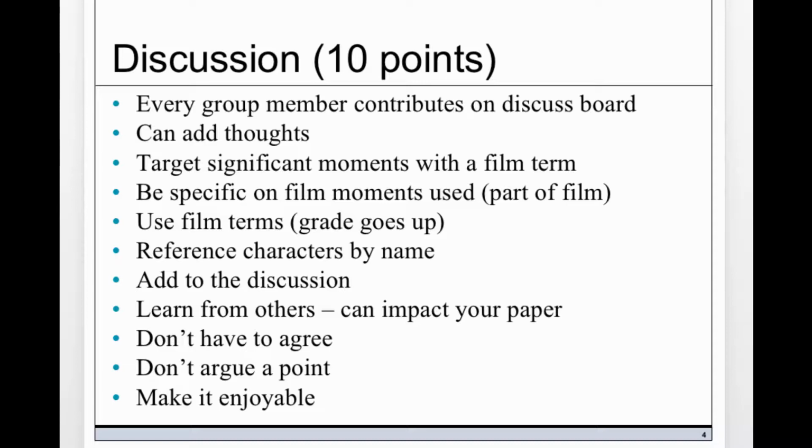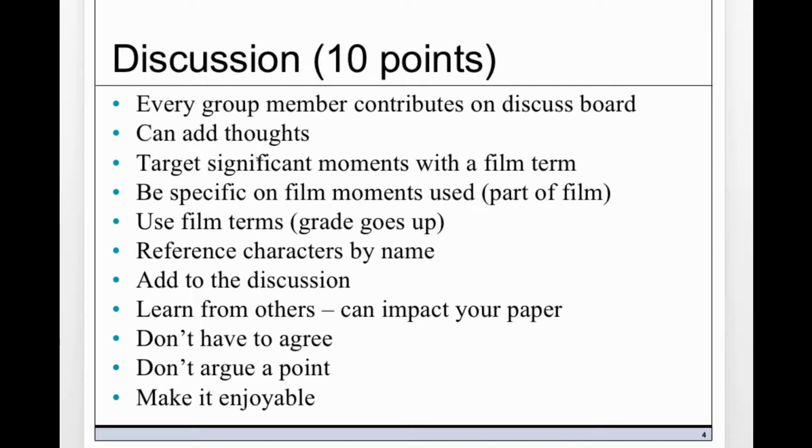First is the discussion. It's in D2L under Discuss, and you do that through the communication area. Every group member is put into a certain group with 2 or 3 others, depends on the semester, and you should all contribute to the discussion board. Write down your main thoughts. Someone can respond to them. You can respond to theirs. You start building up a good knowledge of the movie and how others thought of it.